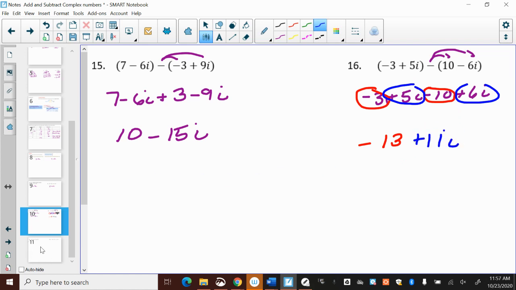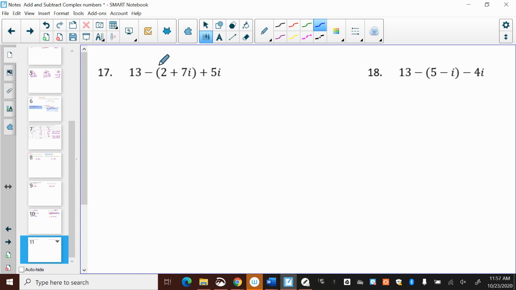All right, just two more. Again, I've got one of these negative situations. I'm going to make sure I distribute it to everything inside the parentheses, rewriting the other terms. We have 13. Negative times 2 is minus 2. Negative times 7i is minus 7i. And this negative has nothing to do with this here. We're not distributing to this piece. It just moves down.